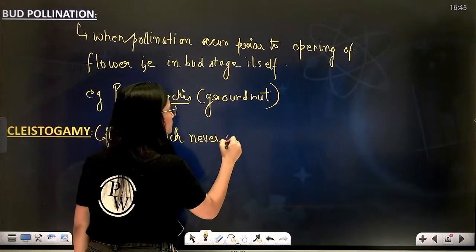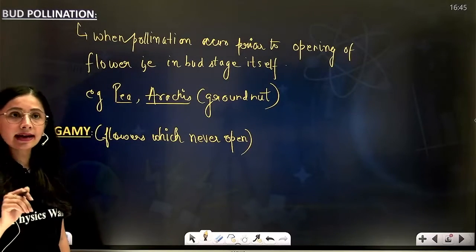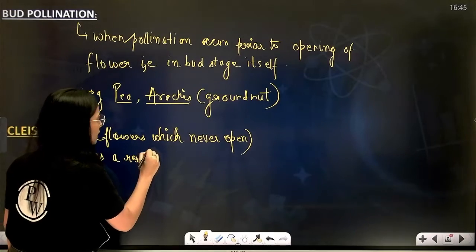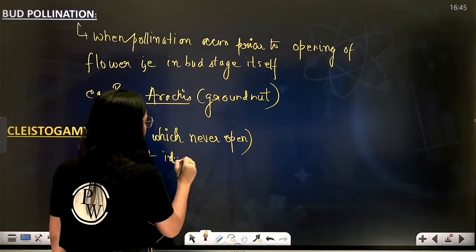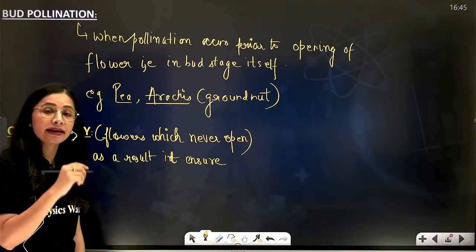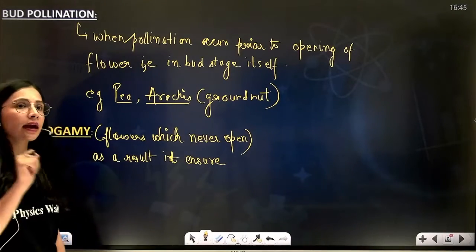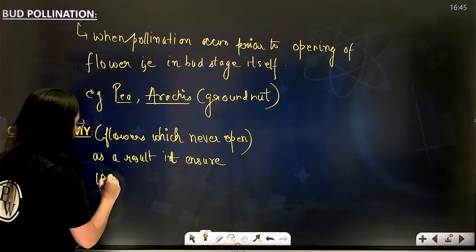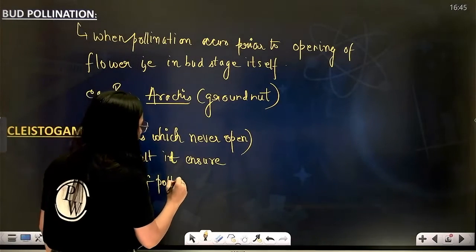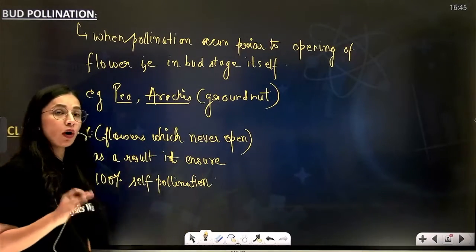Flowers which never open. As a result, it ensures 100% guarantee, which bisexuality cannot guarantee. But yes, cleistogamy will guarantee, it will ensure 100% self-pollination only. Right? So what are cleistogamy flowers?